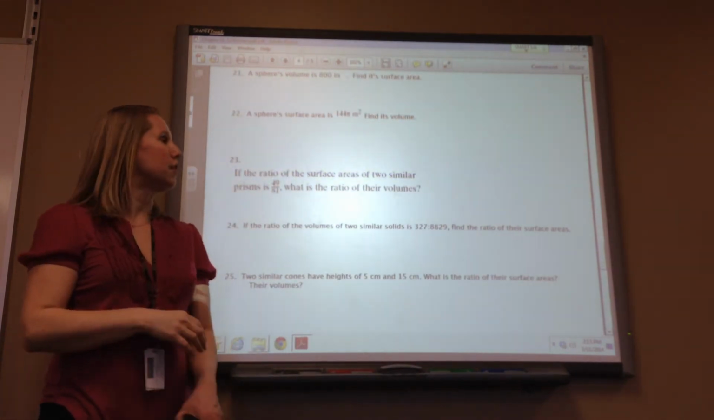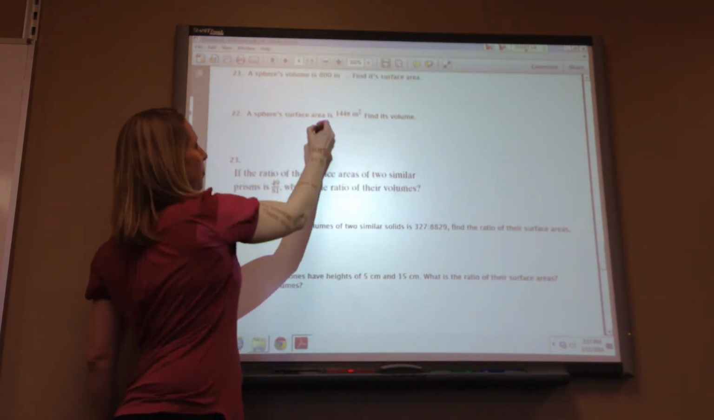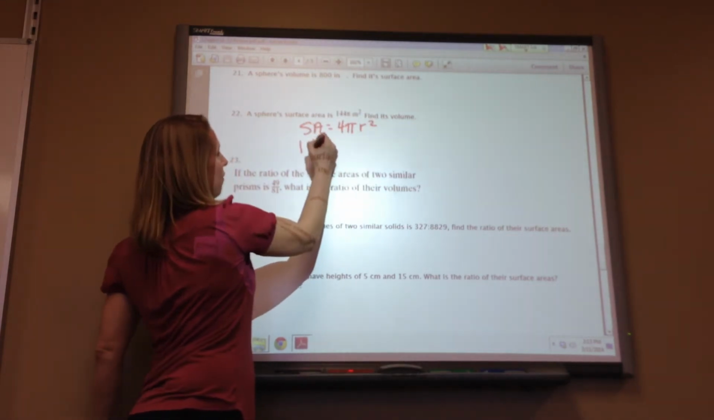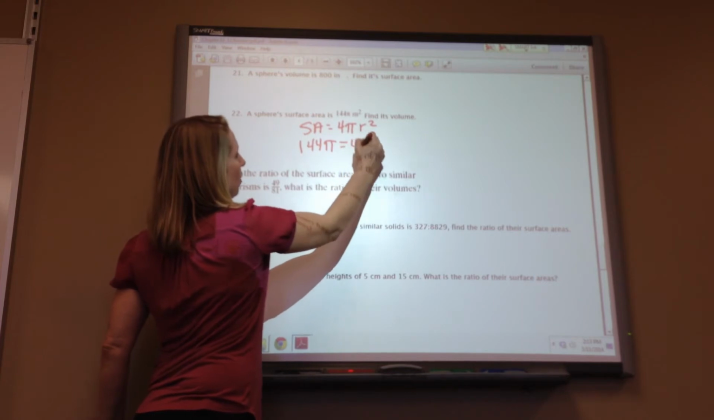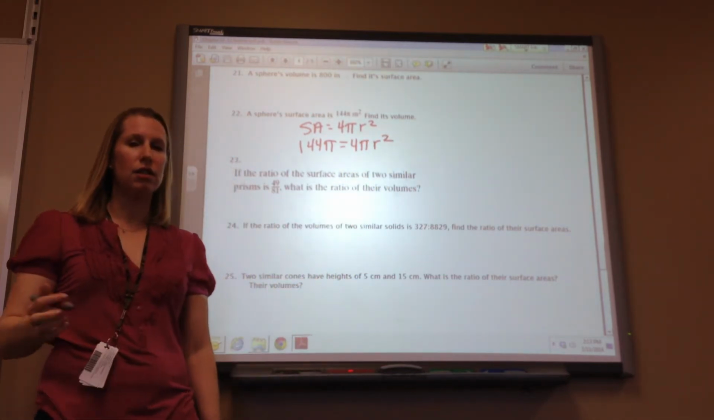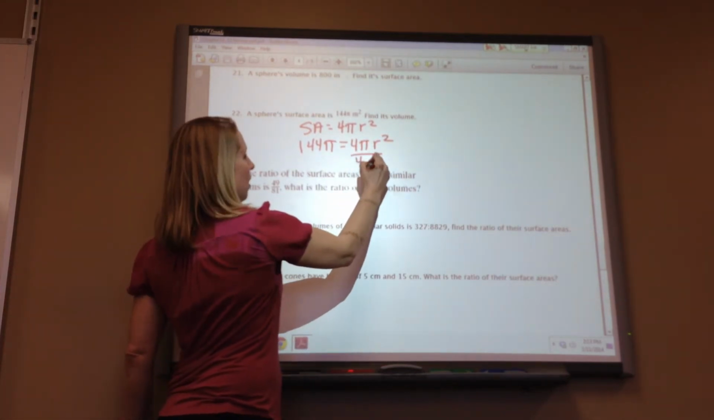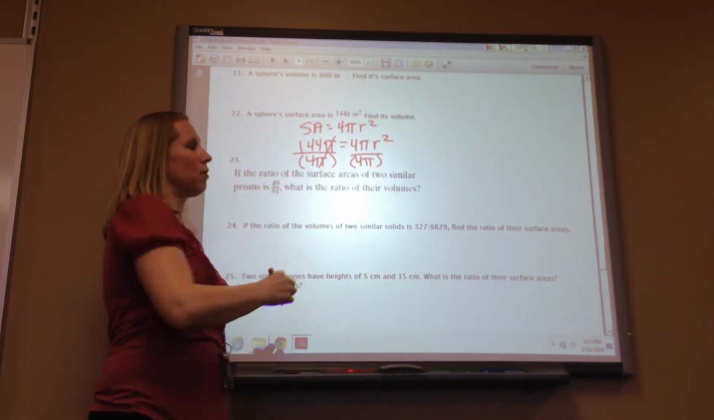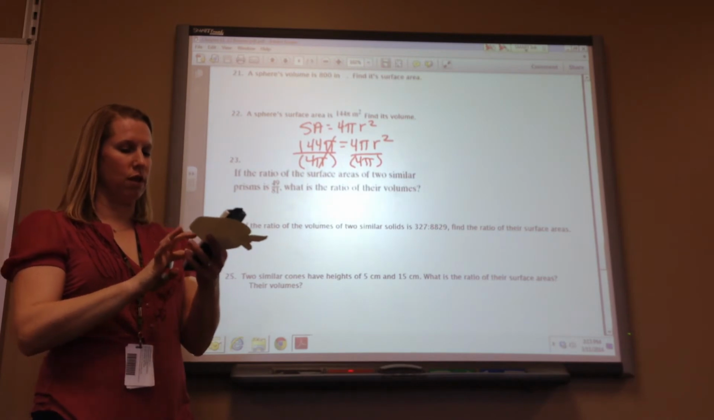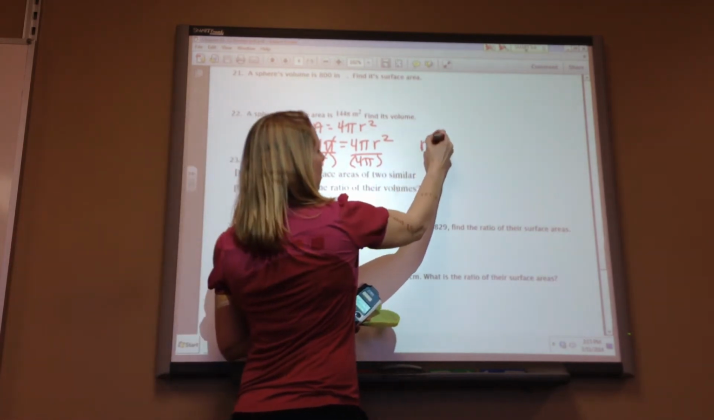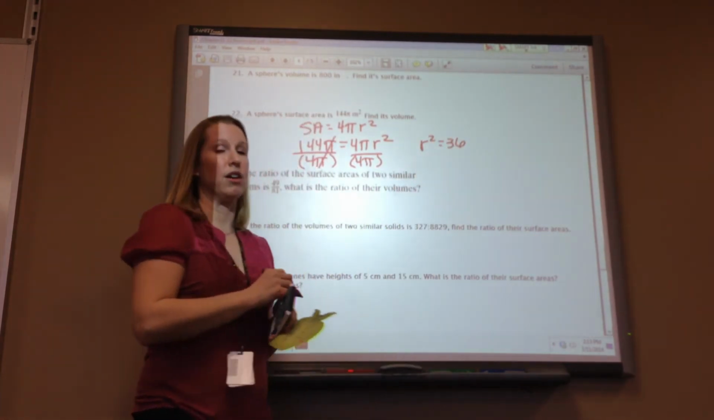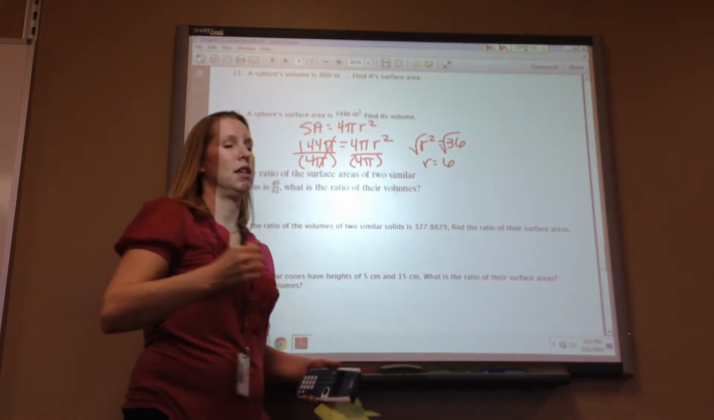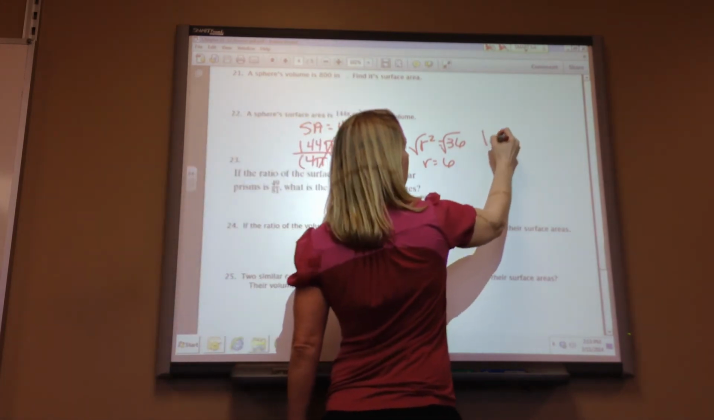Okay, a sphere's surface area is 144 pi. So surface area is 4 pi r squared. So 144 pi equals 4 pi r squared. So we would divide by 4 pi. Again, parentheses, the pi's will really just cancel. So 144 divided by 4 is 36. R squared is 36, so we square root it. The radius is 6.